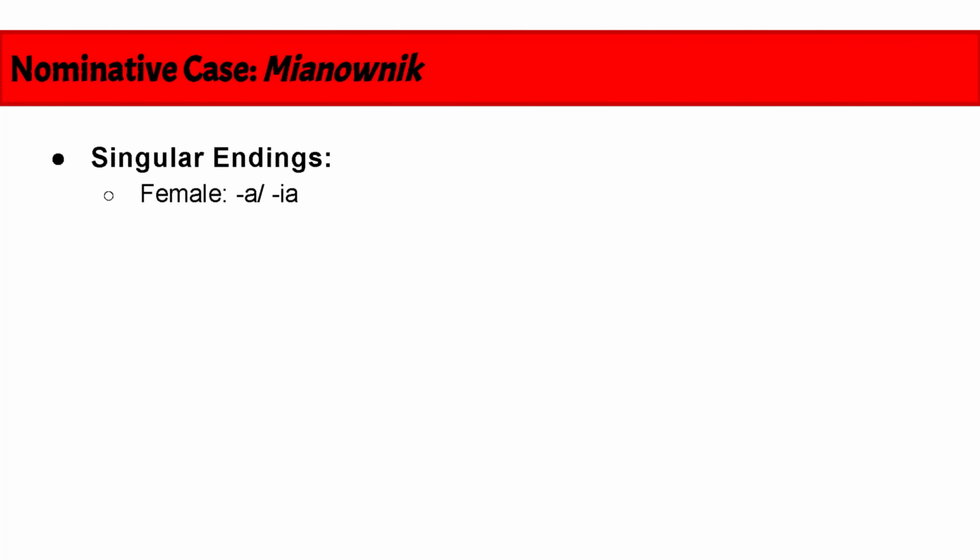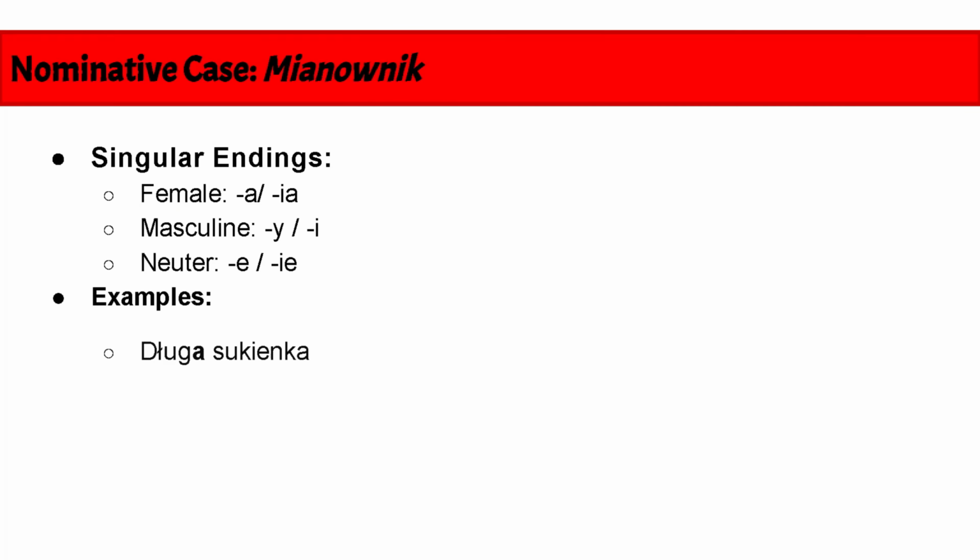If an adjective correlates to a female noun, the ending will be a or ia. If it correlates to a masculine noun, it will be y or i. If it correlates to a neuter noun, it will be e or ie. I'll do some examples. Długa sukienka, a long dress. Again, because sukienka is a feminine noun, we take długi and change it to długa, because it has to match with the noun.